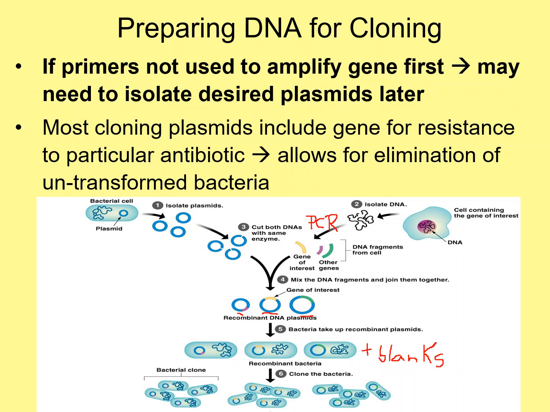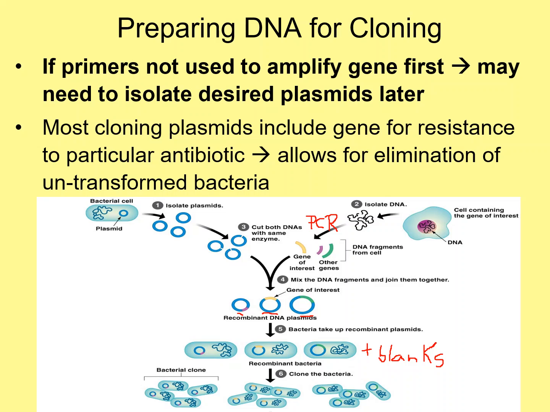Okay. Right, so these are your bacteria that took up the plasmid, but the plasmid had just closed back up on itself, and it doesn't have the gene in it. So the next step is to let your bacteria grow and copy themselves like crazy. You're going to get lots of blanks, lots of ones that have the gene you're interested in, and lots of ones that have any other DNA fragments in there.